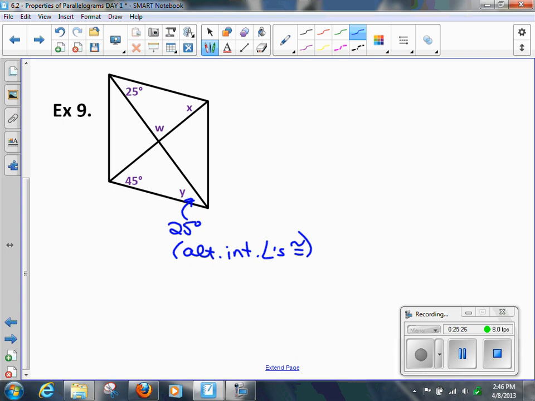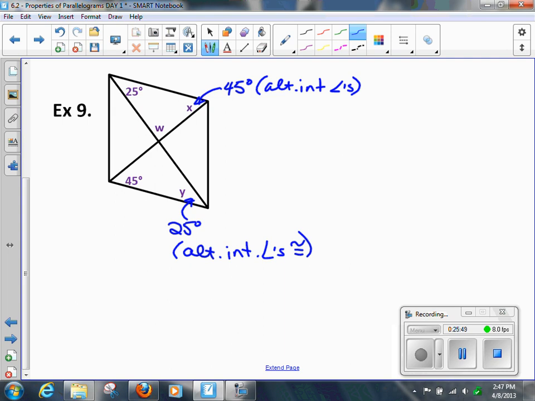Why do I keep putting all this stuff in parentheses? So you'll know why. It is like a proof. So I got 25. X is 45, why? Alternate interior again.